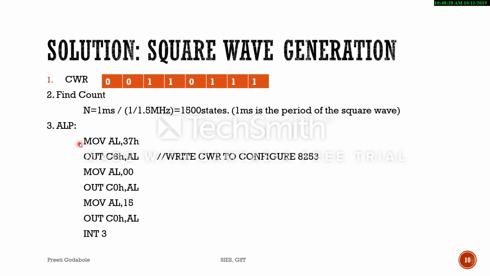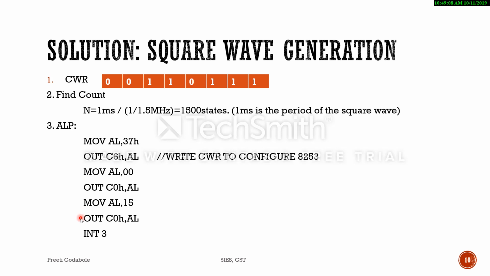So the first part of writing the ALP is configuring the 8253 by writing the CWR. Now what are the addresses that we are going to use to configure 8253? If the address of counter 0 is given as C0, counter 1 will have the address C2, counter 2 will have the address C4, and CWR will have the address C6. The addresses are going to be incremented by 2 every time because the A0 pin of 8253 is connected to the A1 address line of 8086.